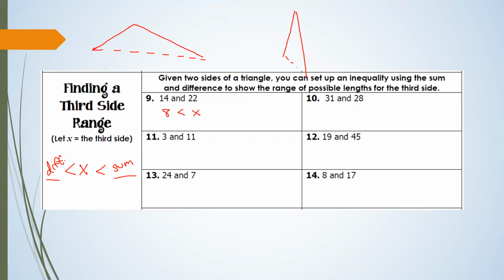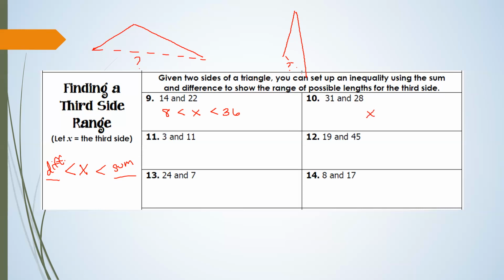8 is going to have to be less than the third side. And that third side is also going to be less than, now you're going to add 14 and 22, 36. So whatever that third side is, it has to be bigger than 8 and less than 36 for that triangle to exist. Okay, so subtract the 2 numbers, that's what will go as your lower bound. Add your 2 numbers, that'll be your upper bound.